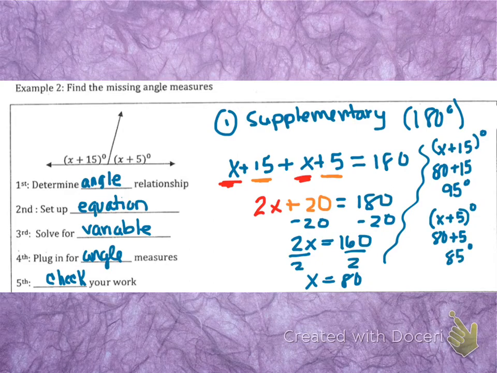Now I do want to think through and check, does that make sense? I know that they should be supplementary, so I'm going to go back and say, okay, 95 plus 85, yep, that's 180, so that makes sense for my problem.